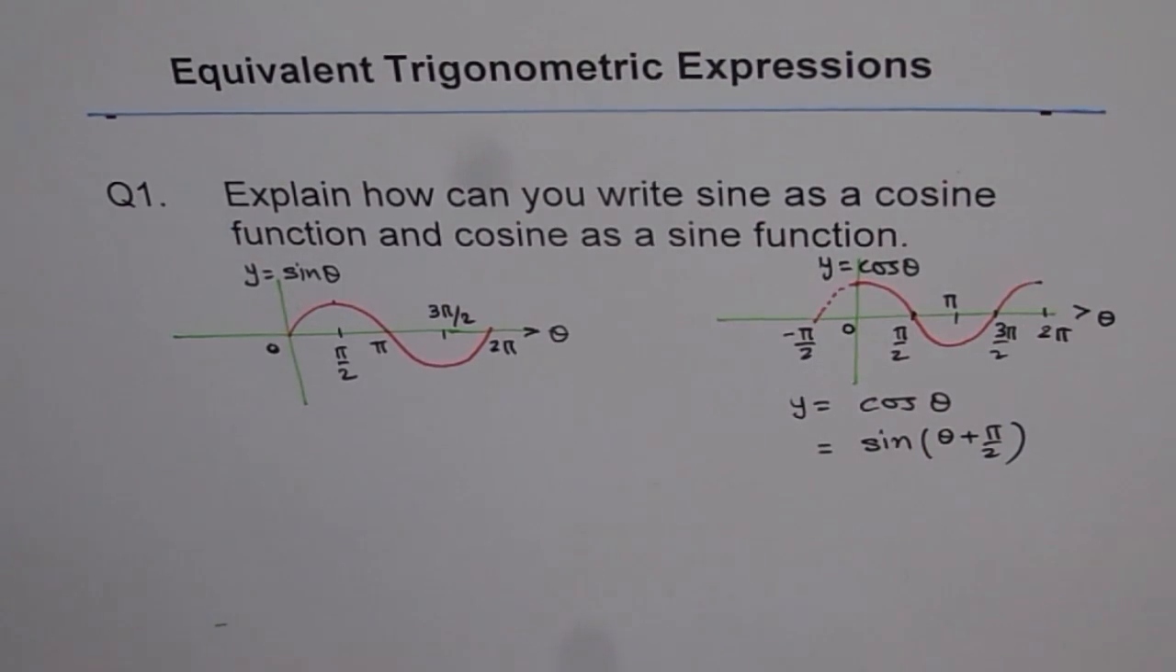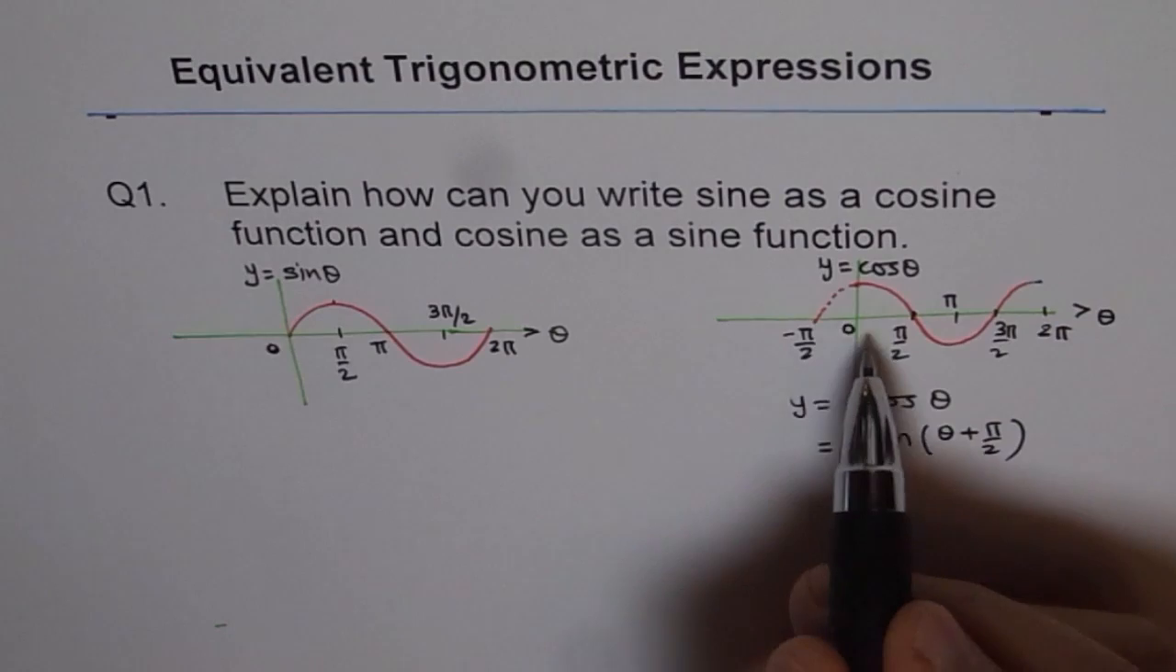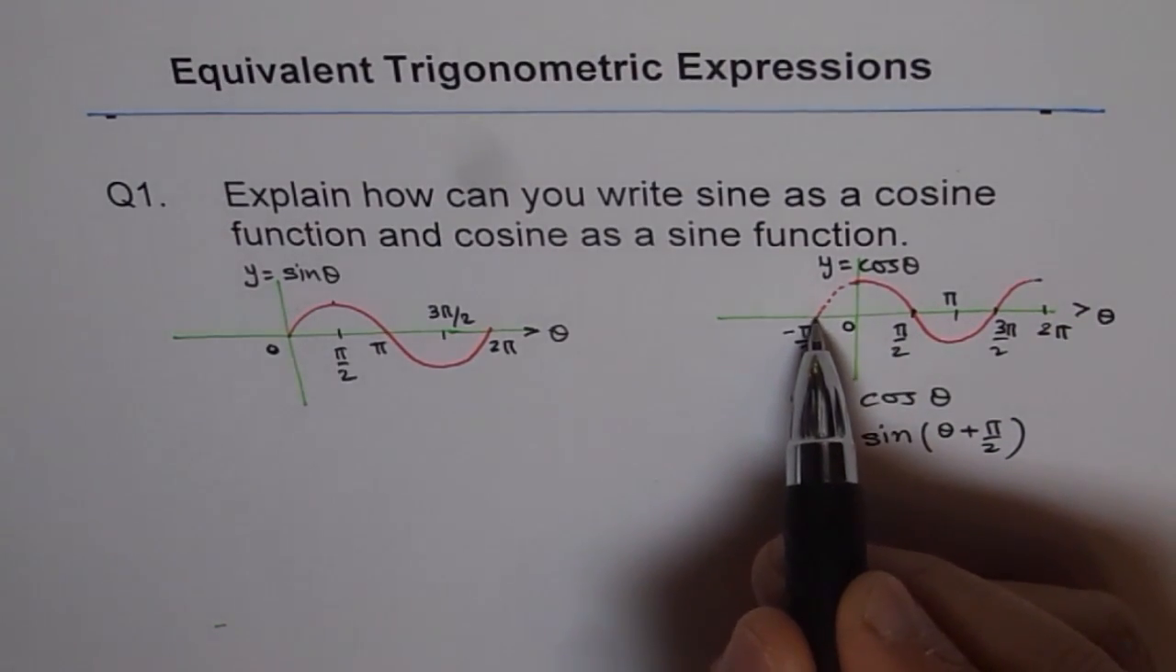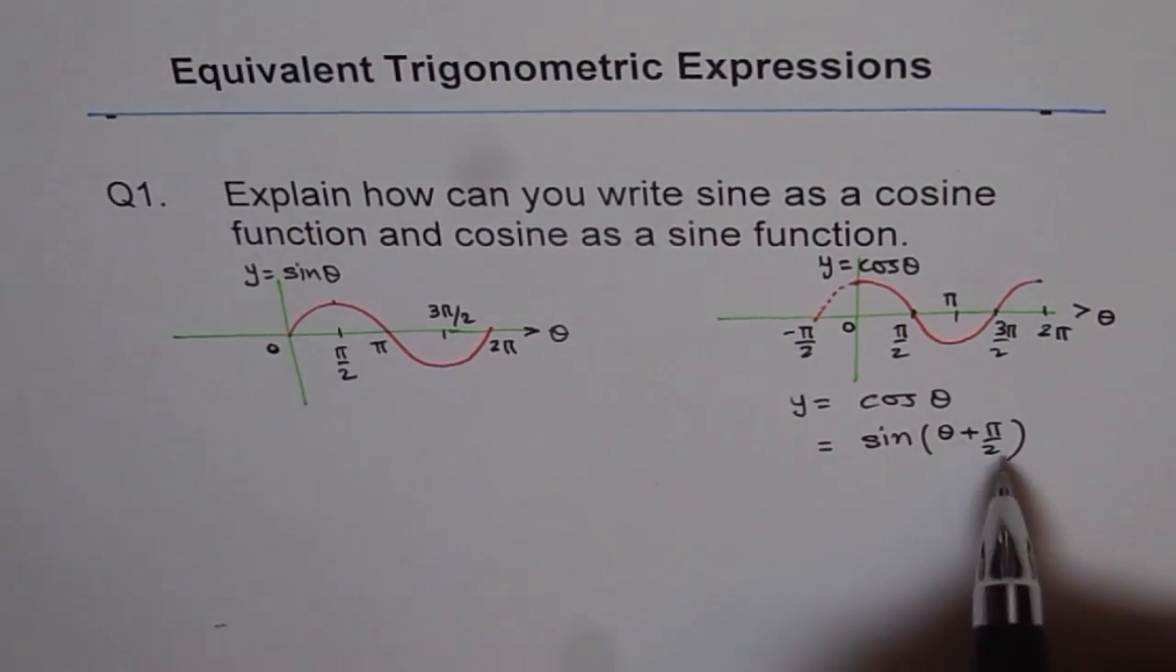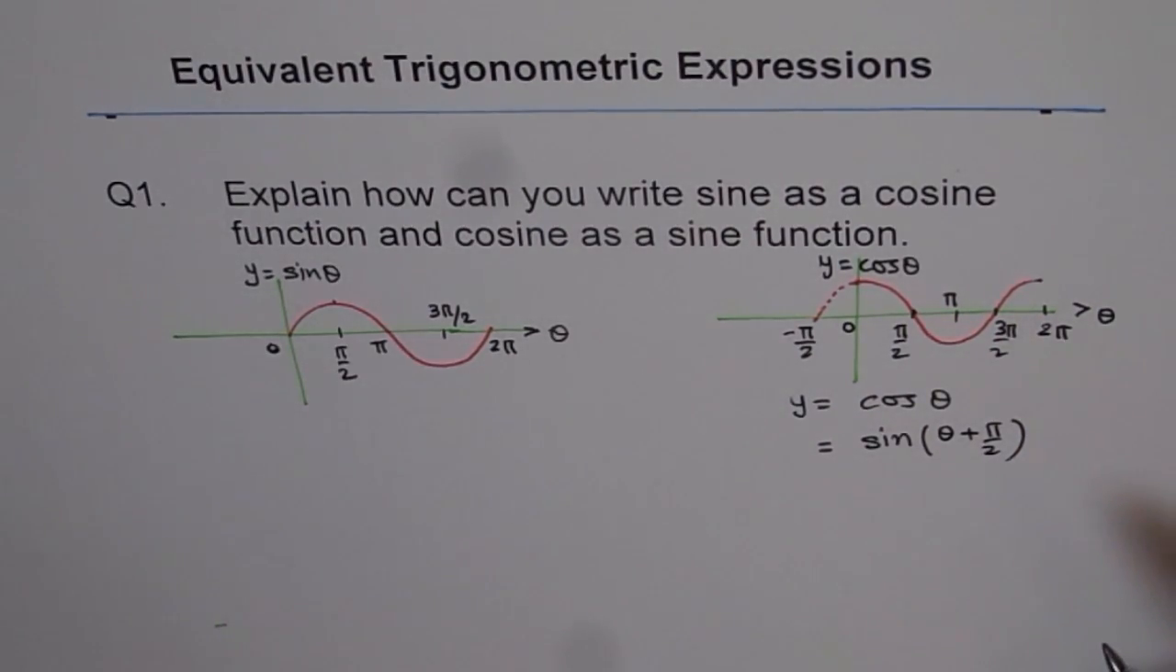Now let's get back to this one. I hope you understand that. It's clear, right? This sine function starts pi by 2 before, so it shifts left by pi by 2. That is the phase shift.